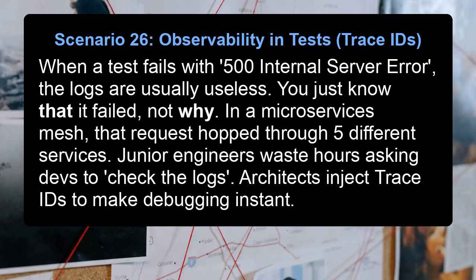Scenario 26, observability in tests, trace IDs. When a test fails with a 500 internal server error, the logs are usually useless. You just know that it failed, not why. In a microservices mesh, that request hopped through 5 different services. Junior engineers waste hours asking devs to check the logs. Architects inject trace IDs to make debugging instant.